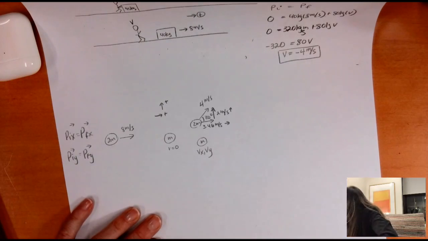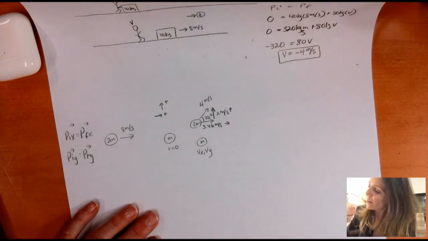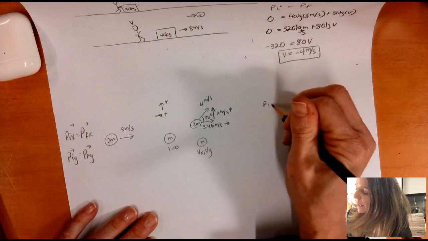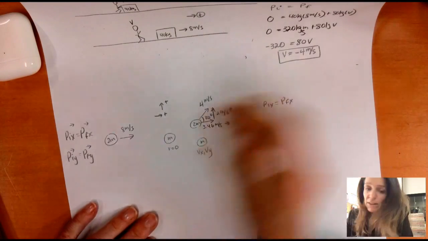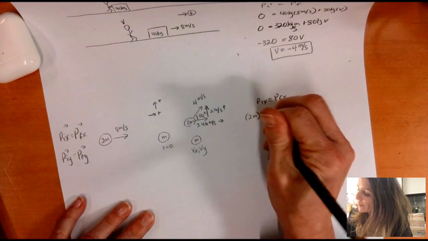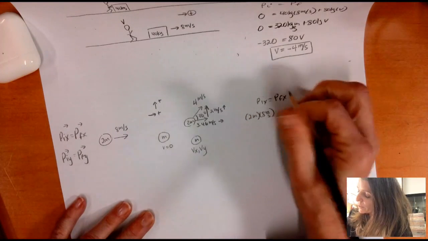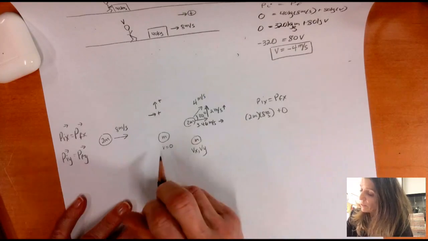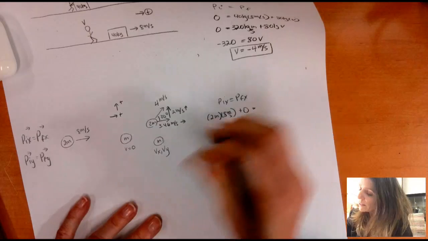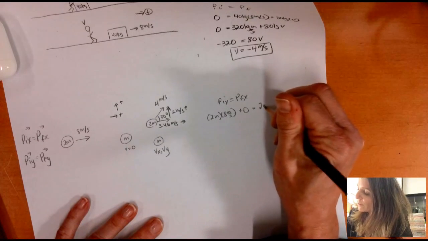I'm going to sharpen my pencil again, and I'm going to apply momentum conservation. So first I'm going to do P initial x equals P final x. And so my P initial x is going to be 2m times 8 meters per second plus 0 for this guy. And then my P final x is going to be 2m times 3.46.